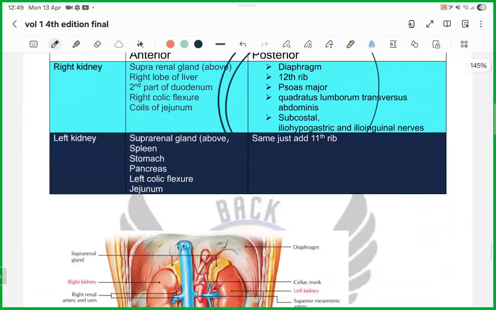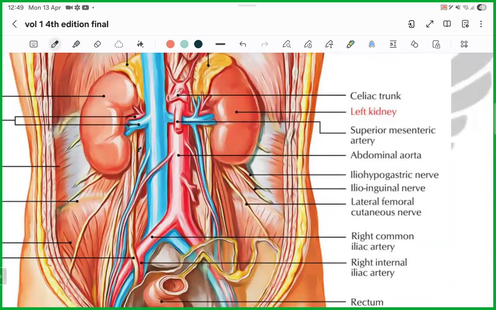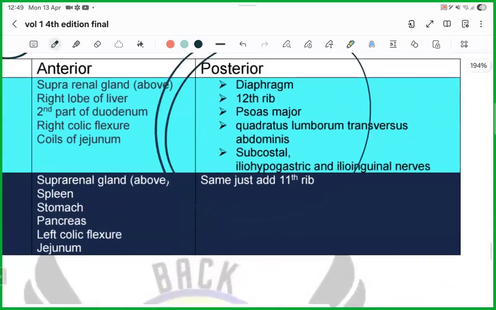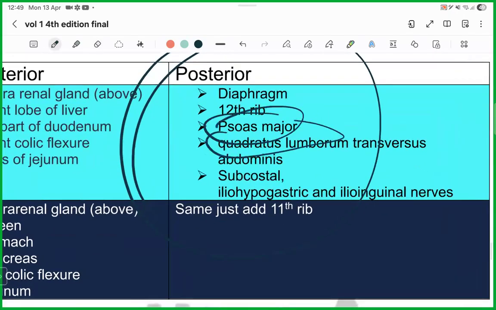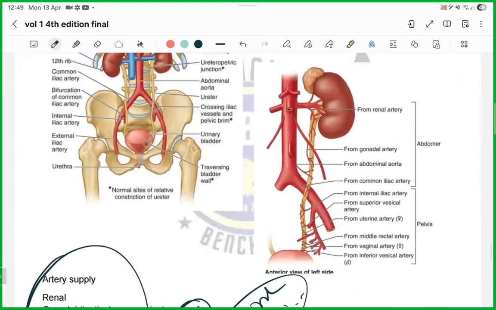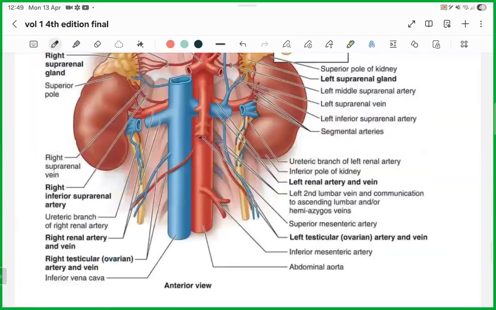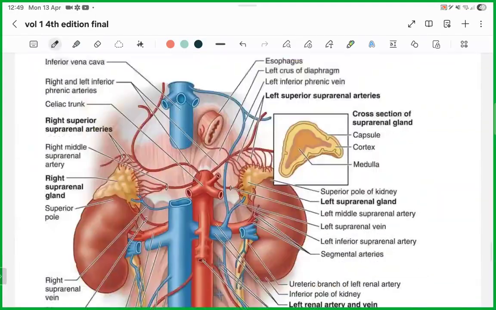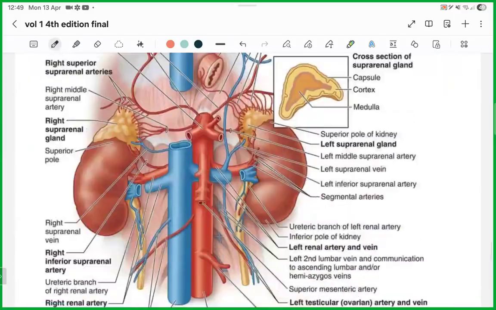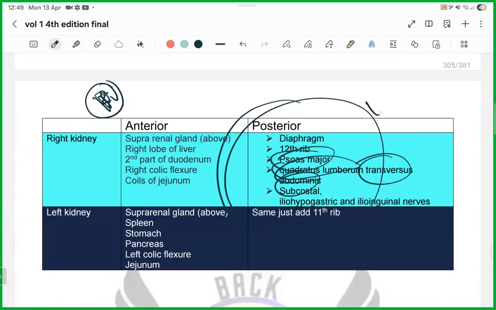Okay. Immediately posterior, we get psoas major. Then we get quadratus lumborum and transversus abdominis. Okay, let me show you if we have a picture from behind. No, we don't. Okay, I'll show you it later on. Okay. So this is 100% important. Mostly they ask about the posterior relation, and anterior is also important, 100%.